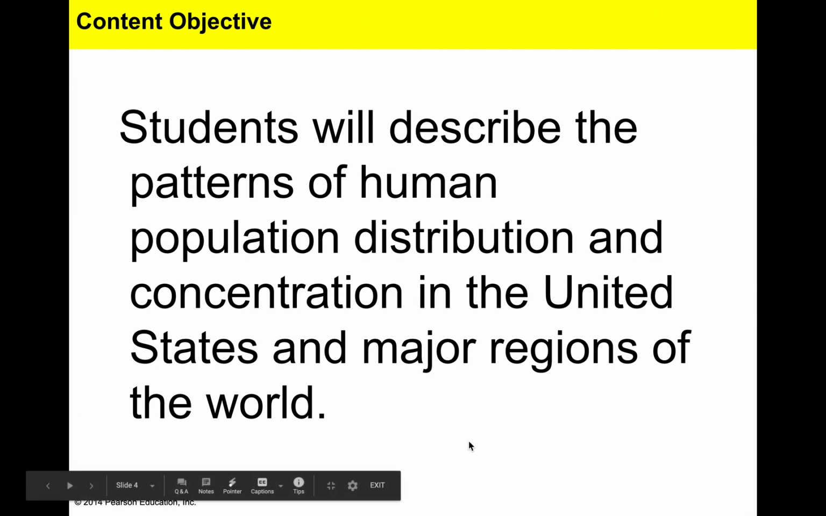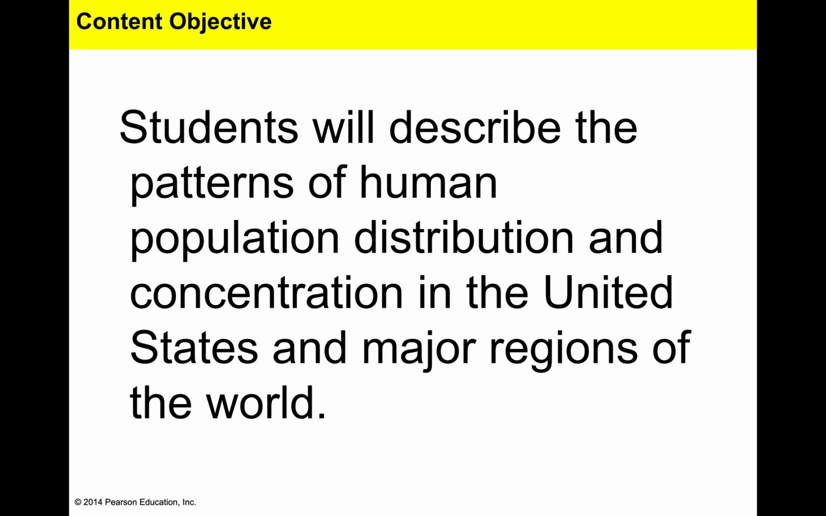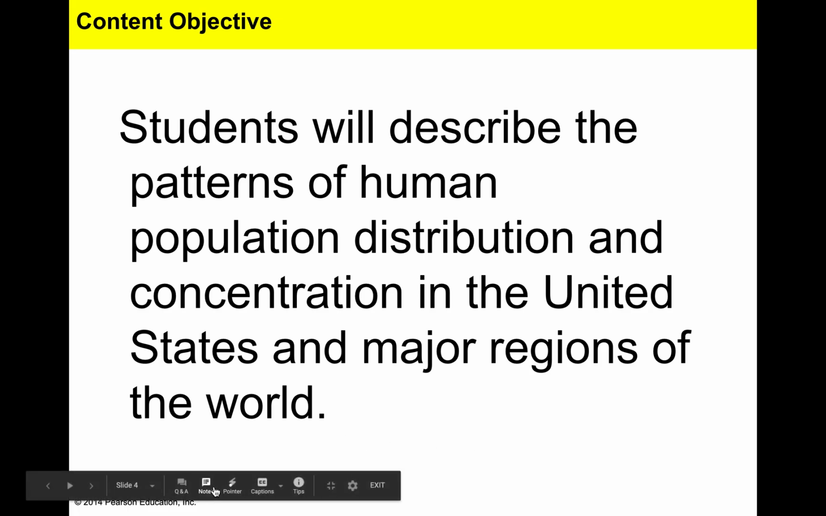Content objective for Key Issue 1: Students will describe the patterns of human population distribution and concentration in the United States and major regions of the world.